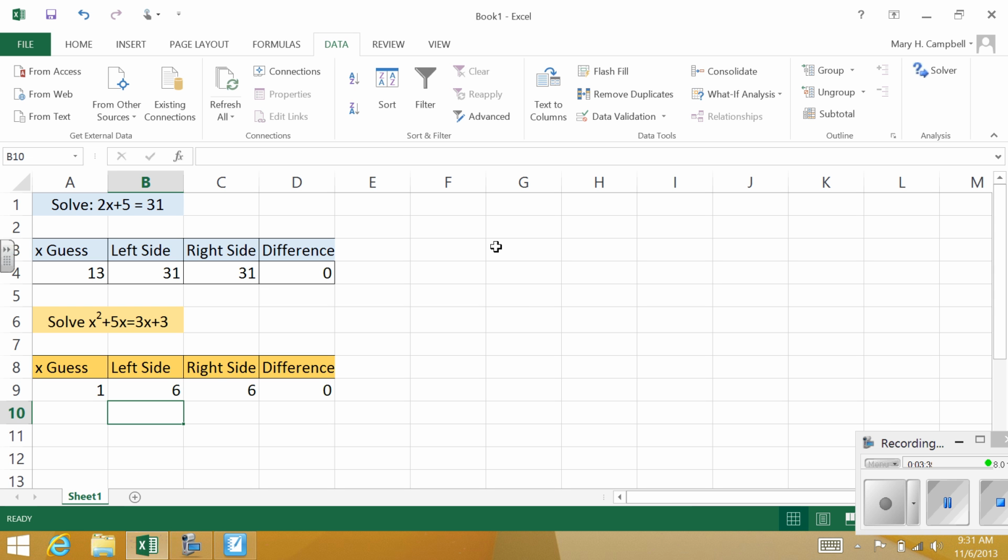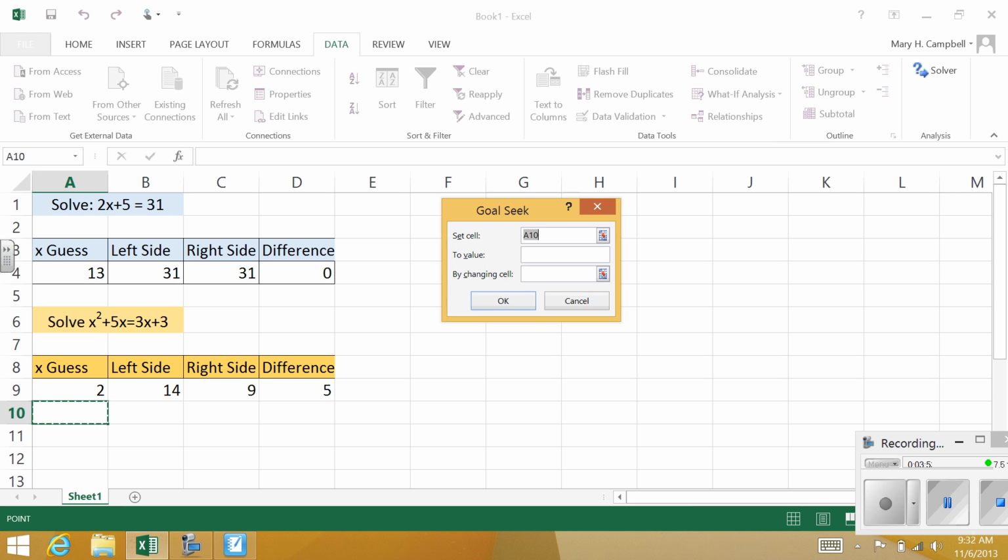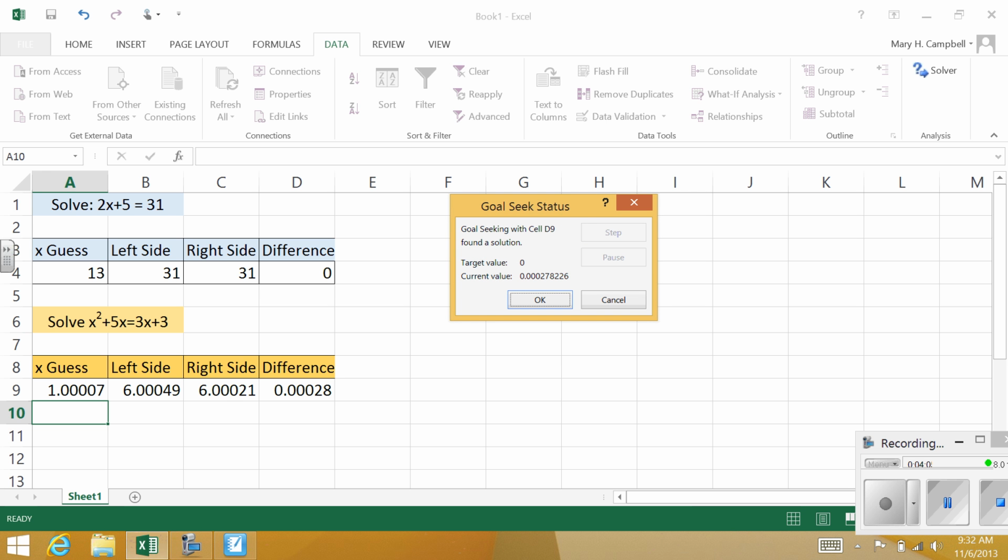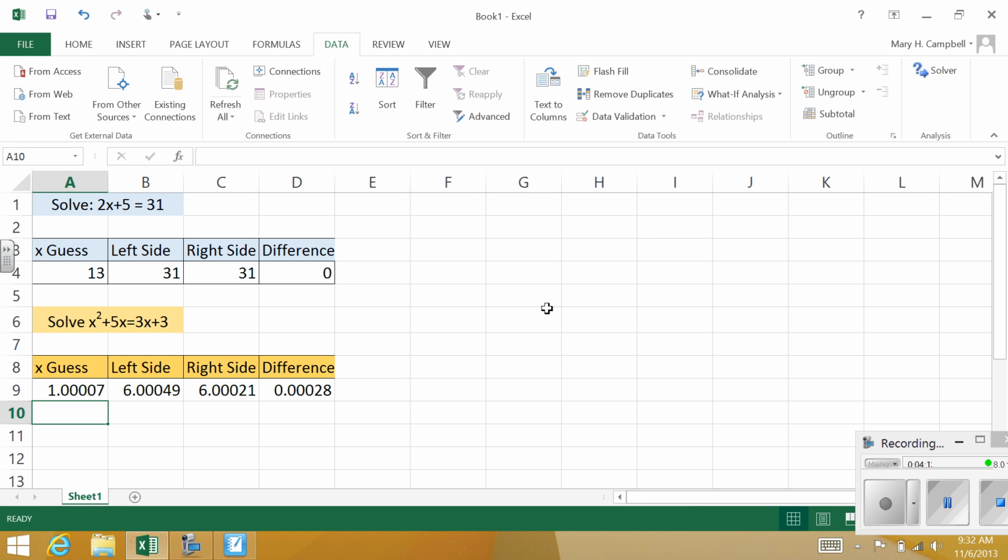How about if I change my guess here to something else just so we get the practice running GoalSeek? Okay, so when x is 2, my left and right side are different than each other, and I've got a difference of 5. So when I run GoalSeek, I want this difference to be 0 by changing my guess, and I'll click OK. And I come up with a little bit off, not exactly 1, because it's doing some estimating in there. I can do a little rounding, verify that, yeah, when x is 1, both the left and right side are 6.